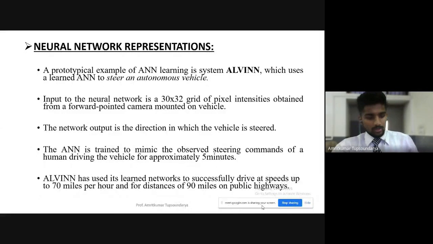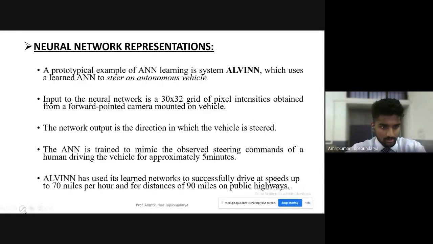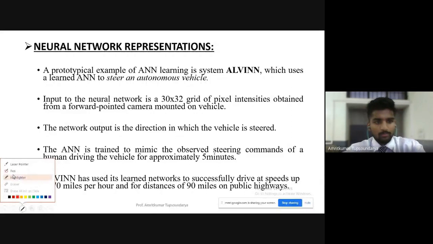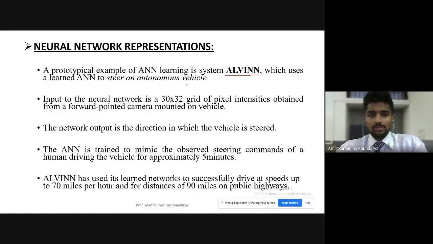So, as you all know, we have started with the third module, and in the previous lecture, the second lecture, we discussed the neural network representation. How do we represent a particular artificial neural network? We discussed a system called the ALVINN system, which was successfully tested. It was a learned artificial neural network to steer an autonomous vehicle, right? And we saw how it was done.